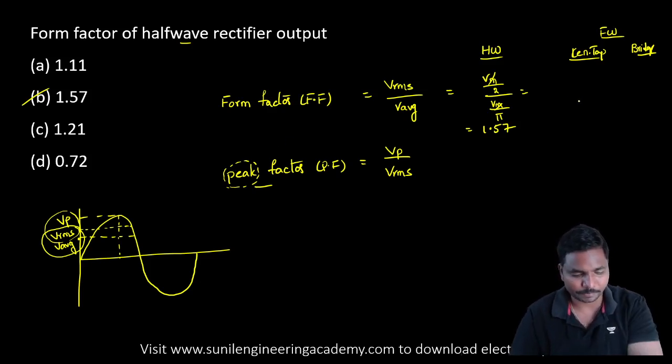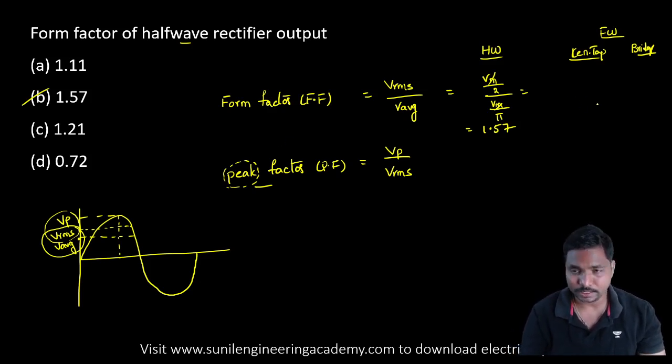Coming to the center tap, same. If you calculate VRMS and V average, then you will get 1.21. Here also you will get 1.21, the same values for center tap and bridge. If you don't want to remember, you can calculate. VRMS is nothing but Vm by root 2 and V average is nothing but 2 Vm by pi. Then you will get 1.21. And peak factor.